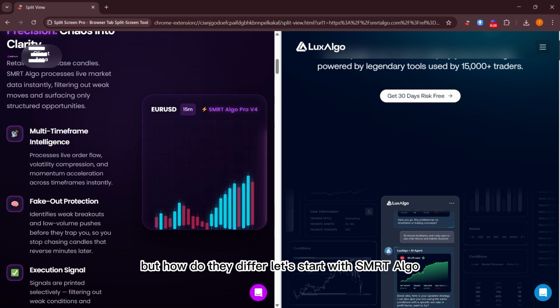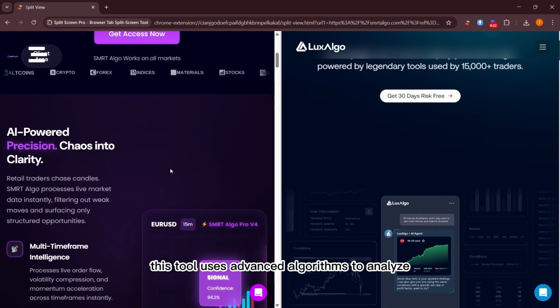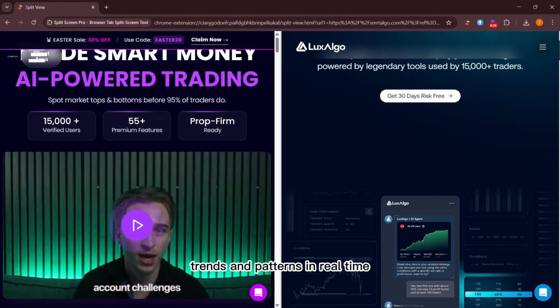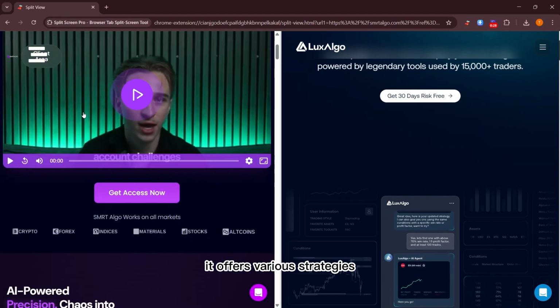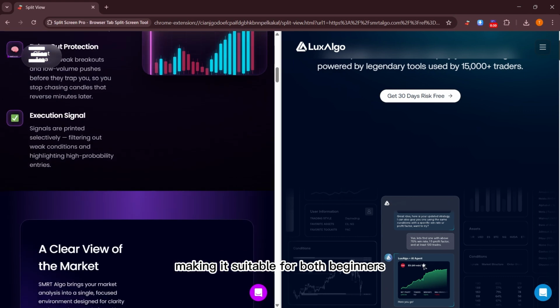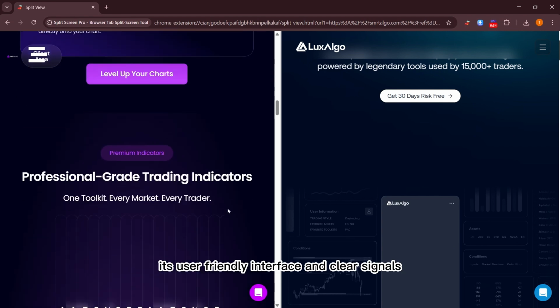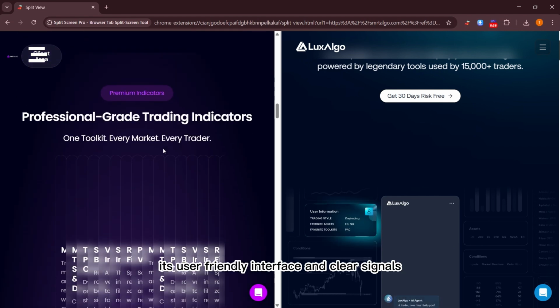Let's start with SMRT Algo. This tool uses advanced algorithms to analyze trends and patterns in real time. It offers various strategies, making it suitable for both beginners and experienced traders. Users appreciate its user-friendly interface and clear signals.